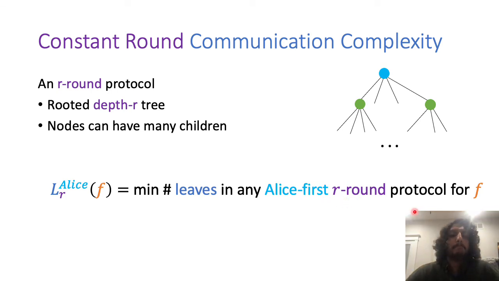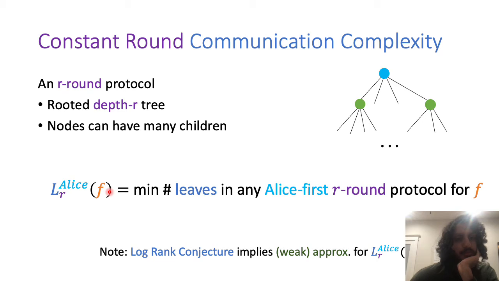Two comments I want to make here. Our choice of leaves here is important. It turns out when you look at constant round protocols, leaf complexity makes a lot more sense than bit complexity. And the other thing is that we're restricting to the case where Alice speaks first or Bob speaks first. It turns out you can actually get rid of this restriction with some cost, but I'm going to talk about it in this way because it makes our theorems nicer to state. Okay.